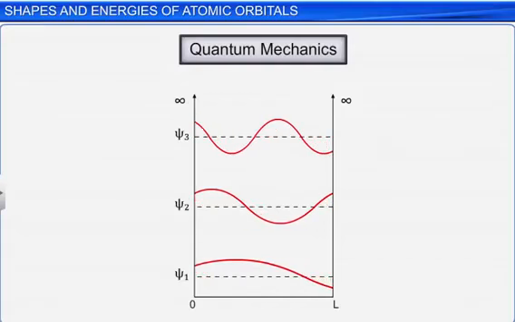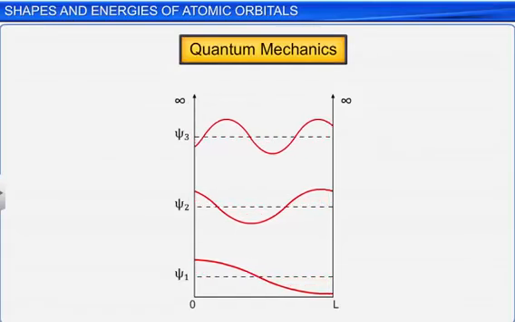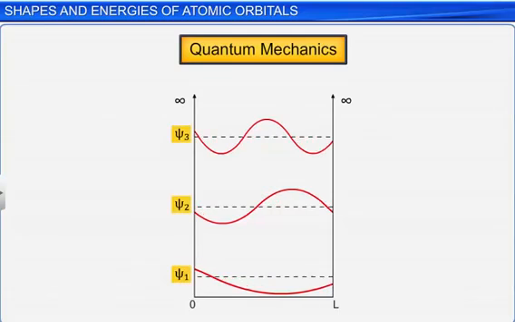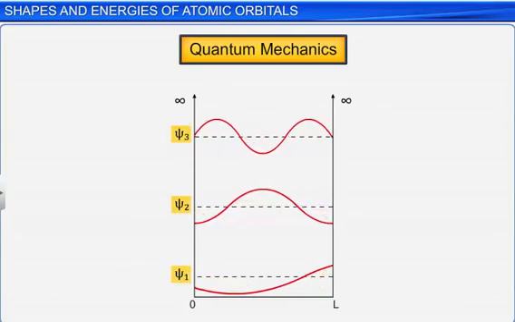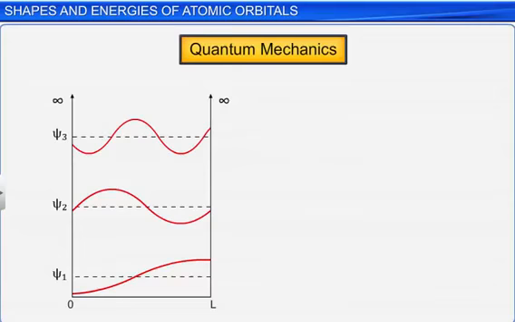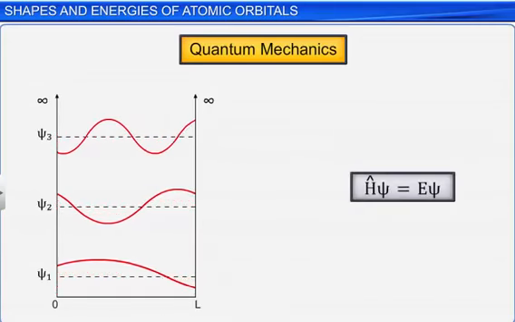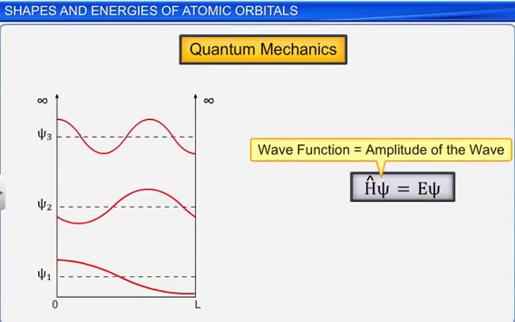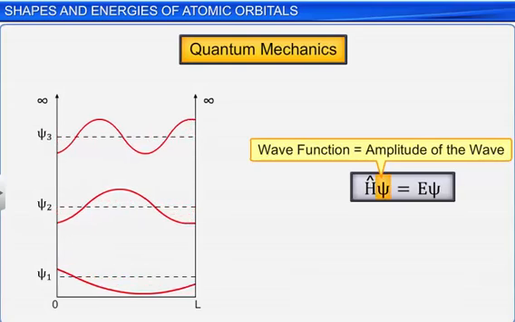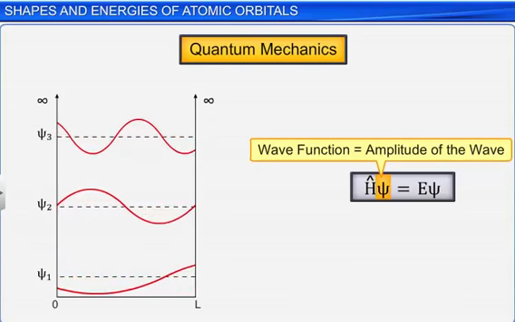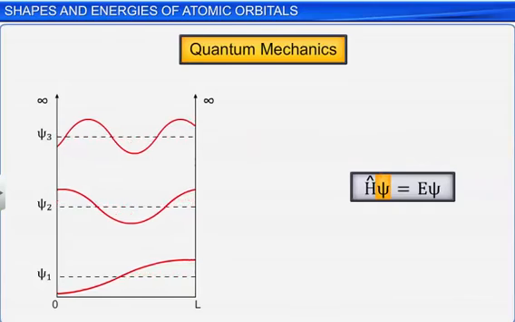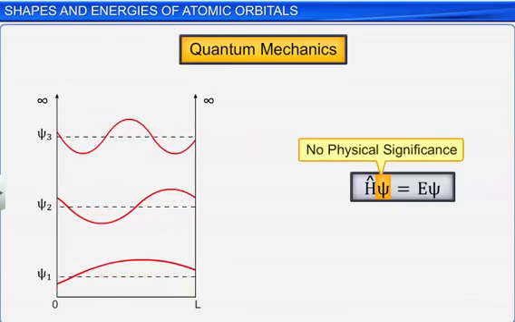We have already learned that in quantum mechanics, all the properties of a system are expressed in terms of a wave function. This is obtained by solving the Schrödinger's equation. The wave function, psi, is a mathematical function that represents amplitude of the wave. It does not carry any physical significance.